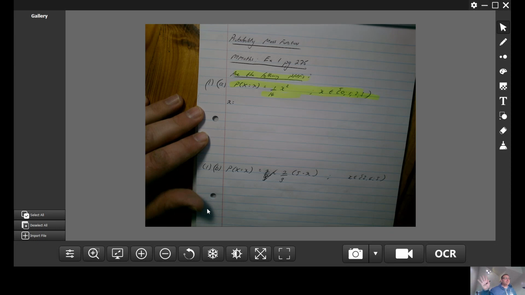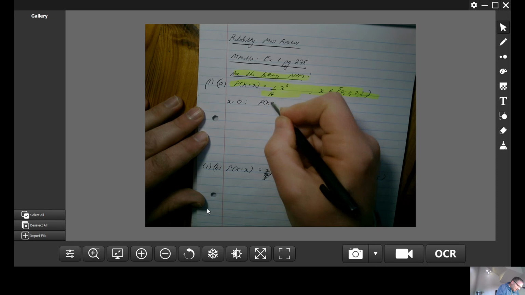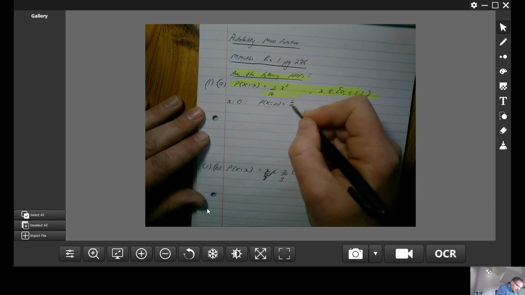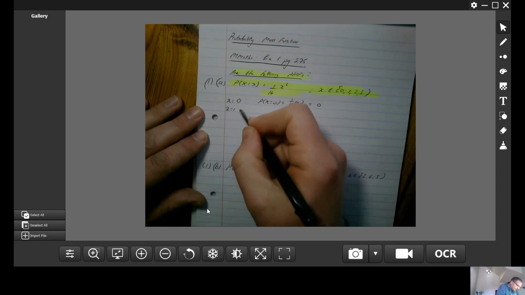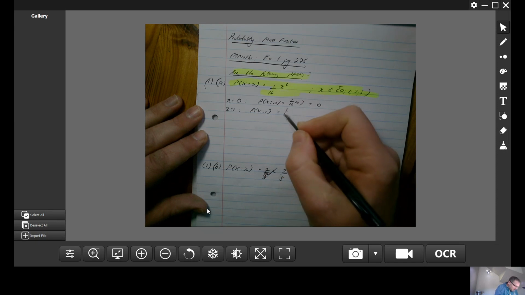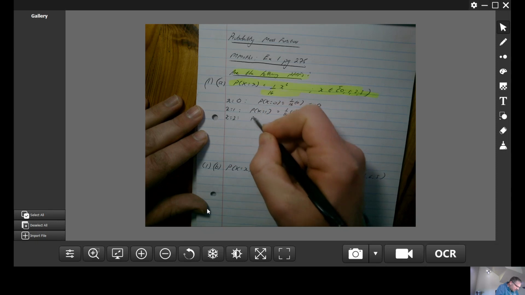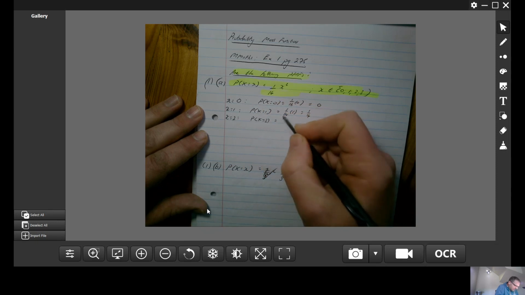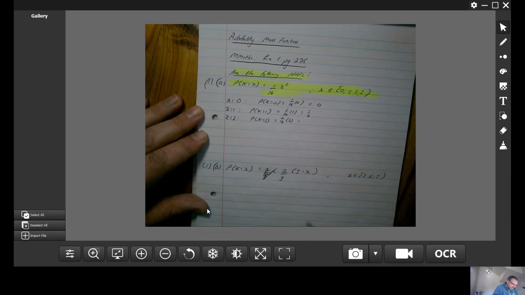If they're not, immediately you stop. As soon as you find an individual probability that's not between 0 and 1, it's not a probability mass function. You can't have a probability less than 0 or bigger than 1. So let's just check. If x is equal to 0, the probability is 1 over 14 times 0, which is 0. If x is equal to 1, the probability is 1 over 14 times 1, which is 1 over 14.